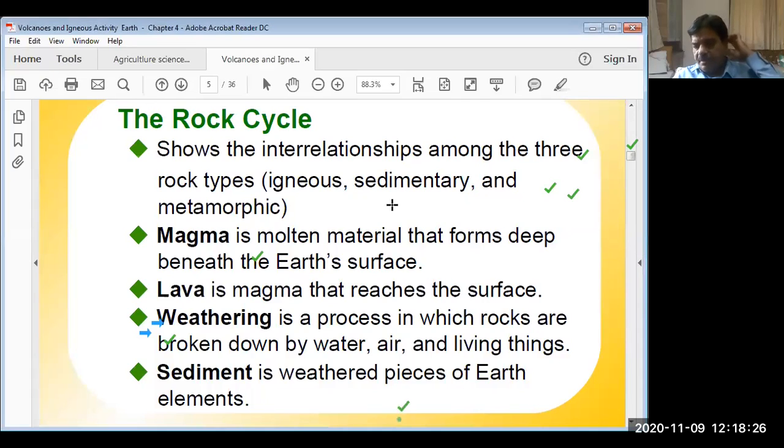Now on this rock, what happens is the rain falls, the sun shines, and because of the sun the rocks get hot and expand. When there is rainfall, because of rainfall contraction takes place. So contraction, expansion, these things go on. And then the process of soil is the weathered pieces of earth elements.